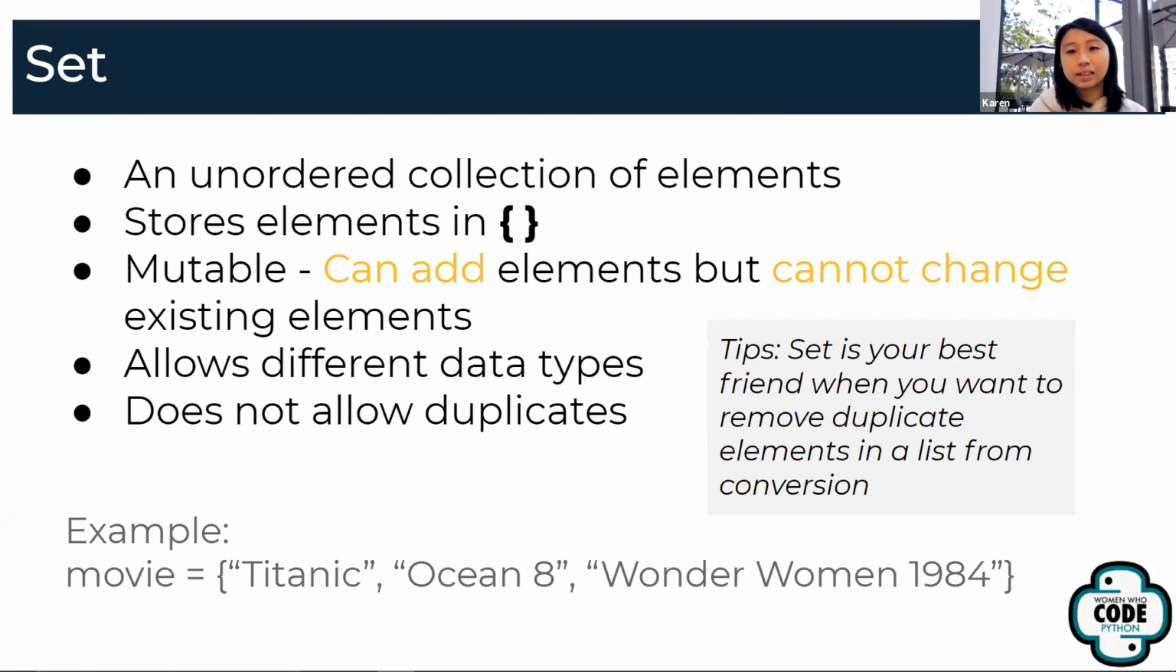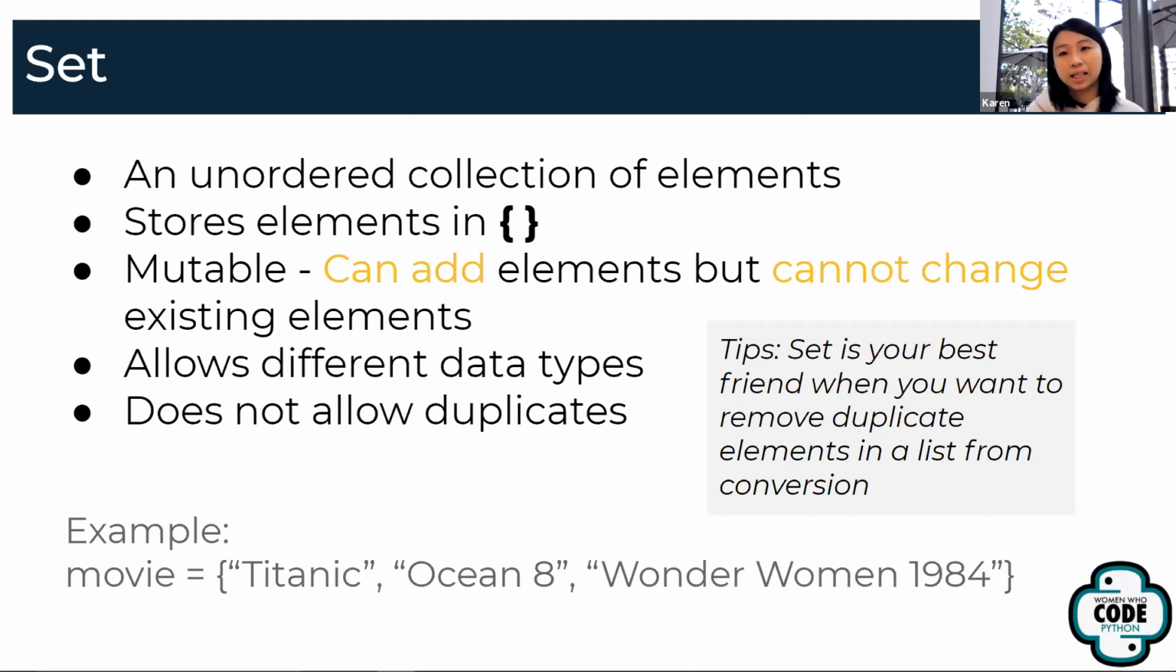So set is, I would say, a hidden gem. If you are new to programming language, you don't usually use set as often, because they do the exact same function as lists, but they are unordered instead of ordered, and they store elements in curly brackets. It's mutable like list, you can add elements, but you cannot change the existing elements. It also allows different types of data.